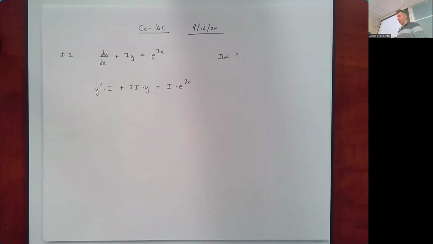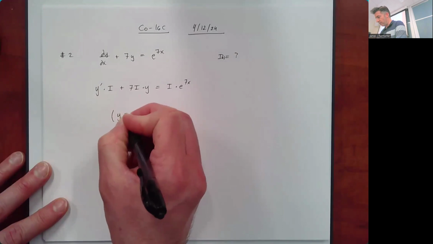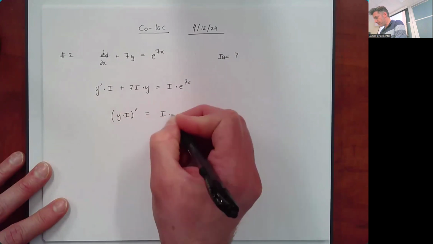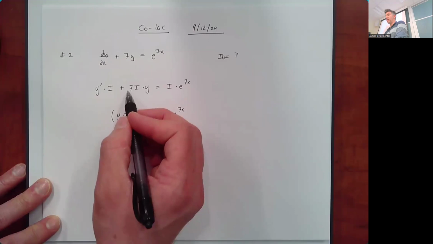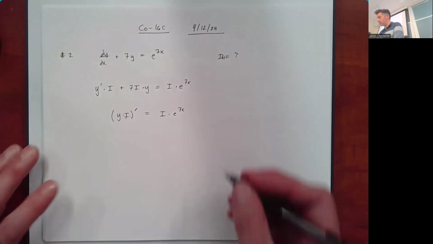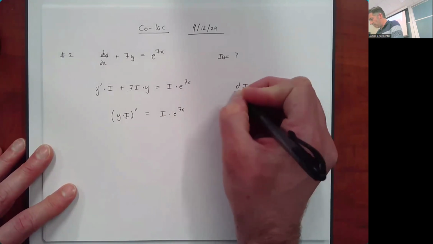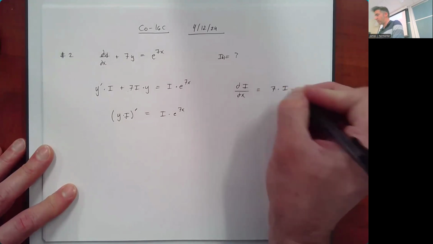these kinds of problems? Okay, and then we know that this side here is, or needs to be, the derivative of the product y times I. Which means that we need the derivative of our integrating factor to equal 7 times our integrating factor. Now, I will point out, doing it this way is not always going to be super easy, because sometimes finding the integrating factor is actually more complicated. But for a lot of these, we have something relatively easy. We have that dI dx, the derivative of our integrating factor, should equal 7 times our integrating factor.